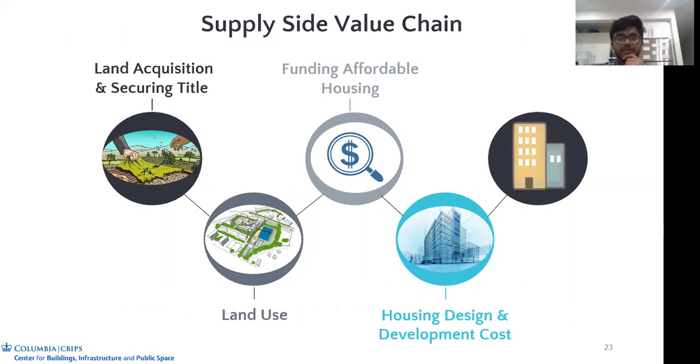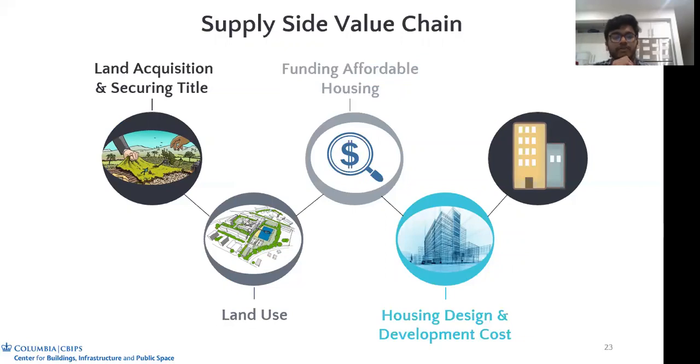When we look at the supply side value chain, the first step is land acquisition and securing the title. This is one of the most important and complicated pieces of the puzzle, because the process entails confirmation of ownership. A survey of the land is also required. We have to determine the market value of the land, and also go forward with procurement of the land. If it's government land, there is a proper process which needs to be gone through. And if it's private land, negotiation of price will take place.